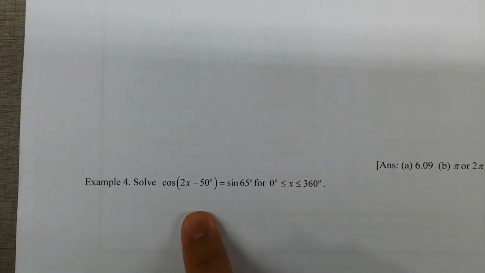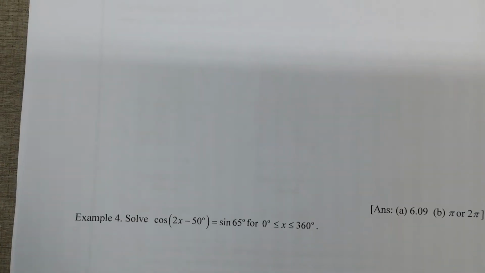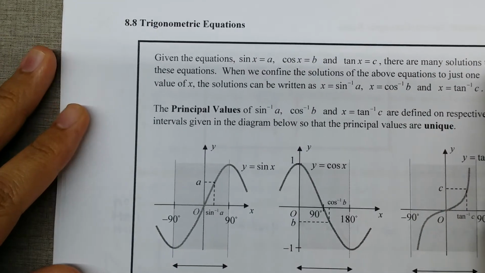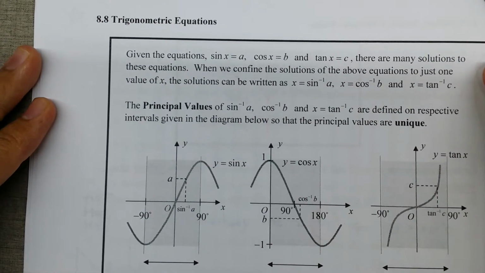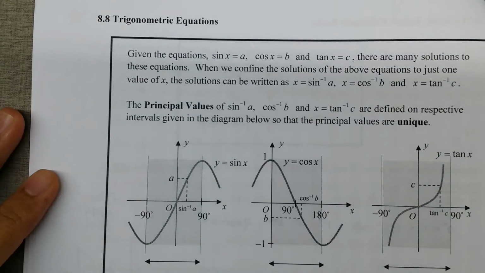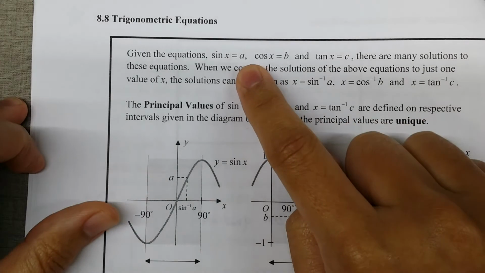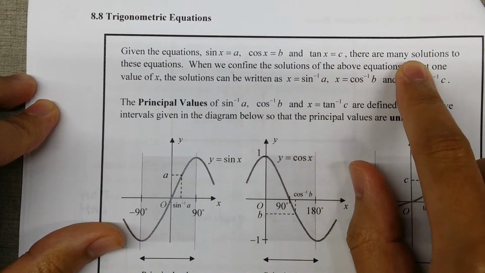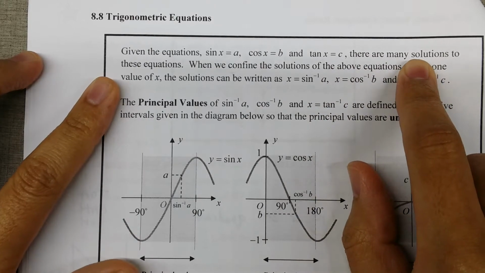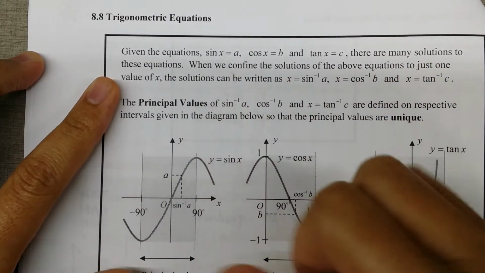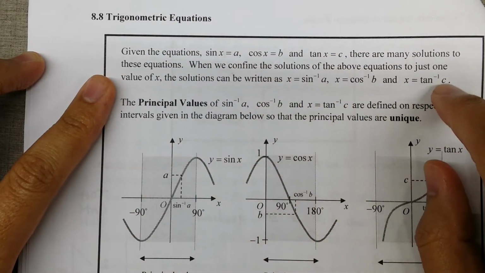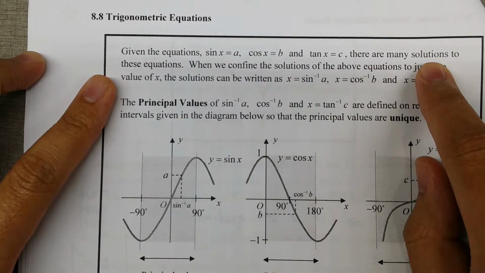But before that, let's talk a bit about something we call the principal value. Alright, given the equation sine x equals a number a, cosine x equals a number b, and tangent x equals a number c, there are many solutions to this equation. Because the sine graph, cosine graph, and tangent graph are continuous, there may be many solutions.